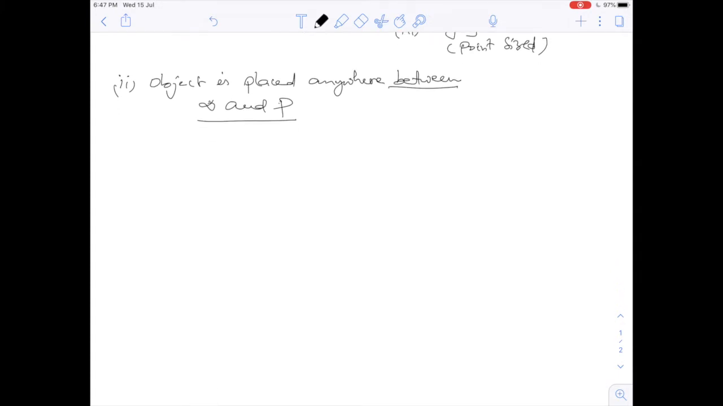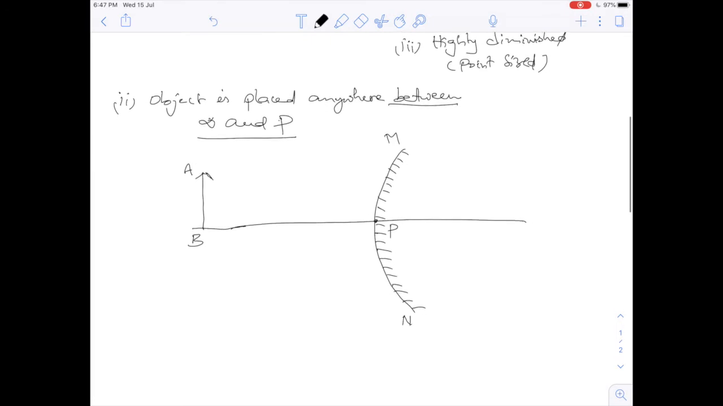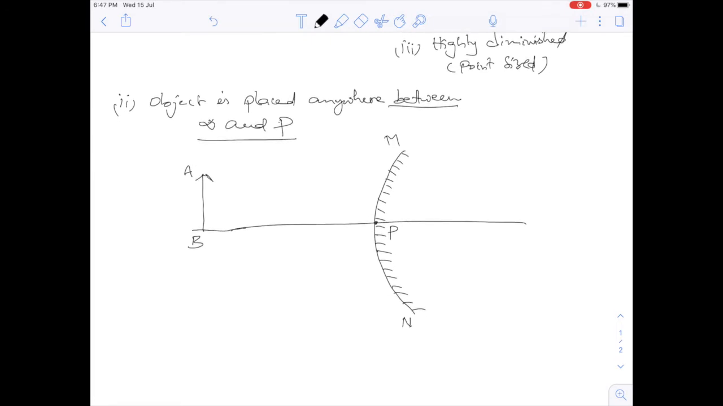So now let us see, I have the convex mirror. So this is coated inside and outside it is the reflecting surface, curved outside, bulged. Now I have this M, N is the surface and this is P, pole. And now I am considering an object AB placed here, somewhere between, so infinity is somewhere far off. So in between infinity and pole, it can be here or here or here. So I am considering this particular position.